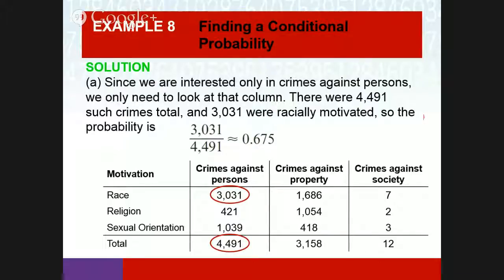You know, crimes against society, if I were to look, 7 out of 12%... of crimes against society are racially motivated. Versus if I say, what percentage of crimes are racially motivated? Or if I say, given that it was against society, what percentage of that was racially motivated, religiously, or sexual orientation motivated?